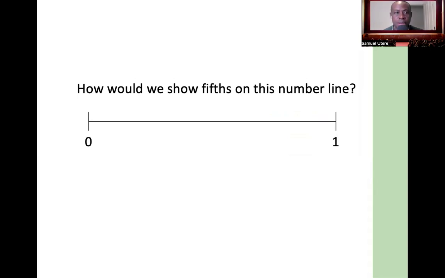Let's look at another example. How would we show fifths on this number line?